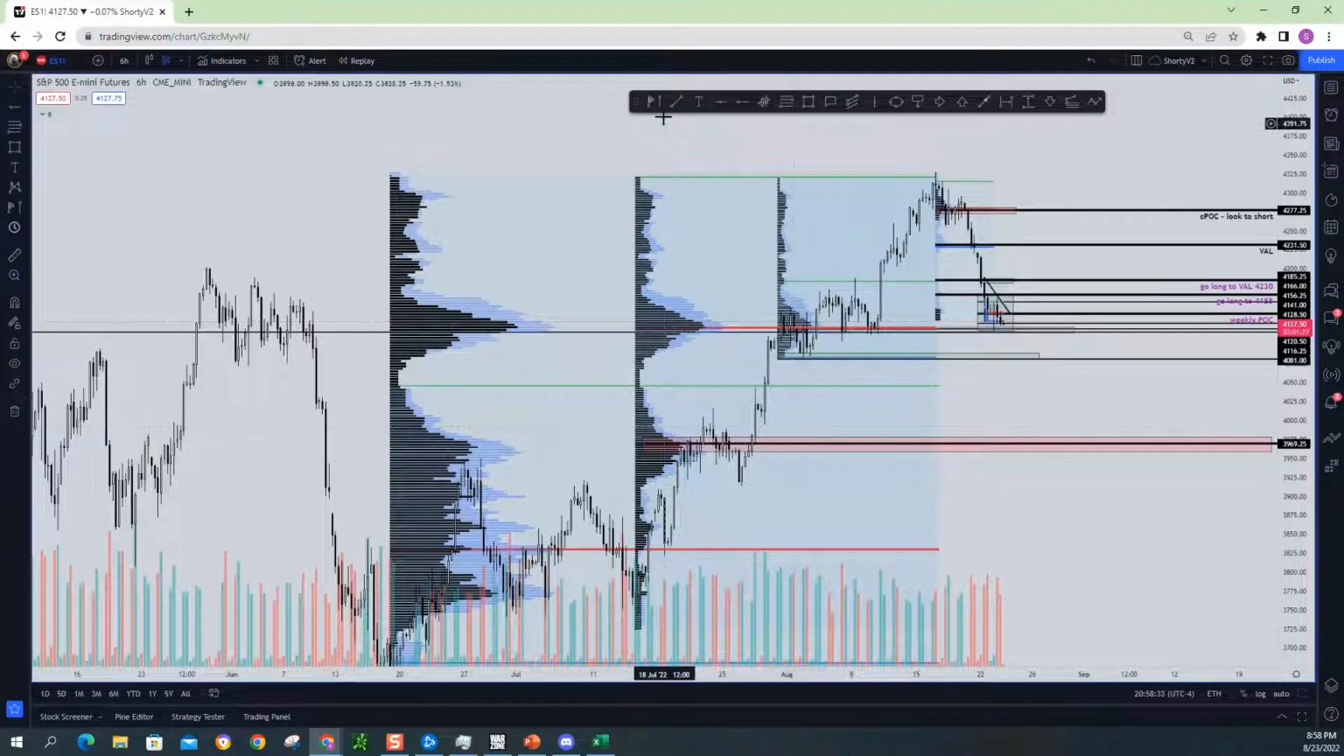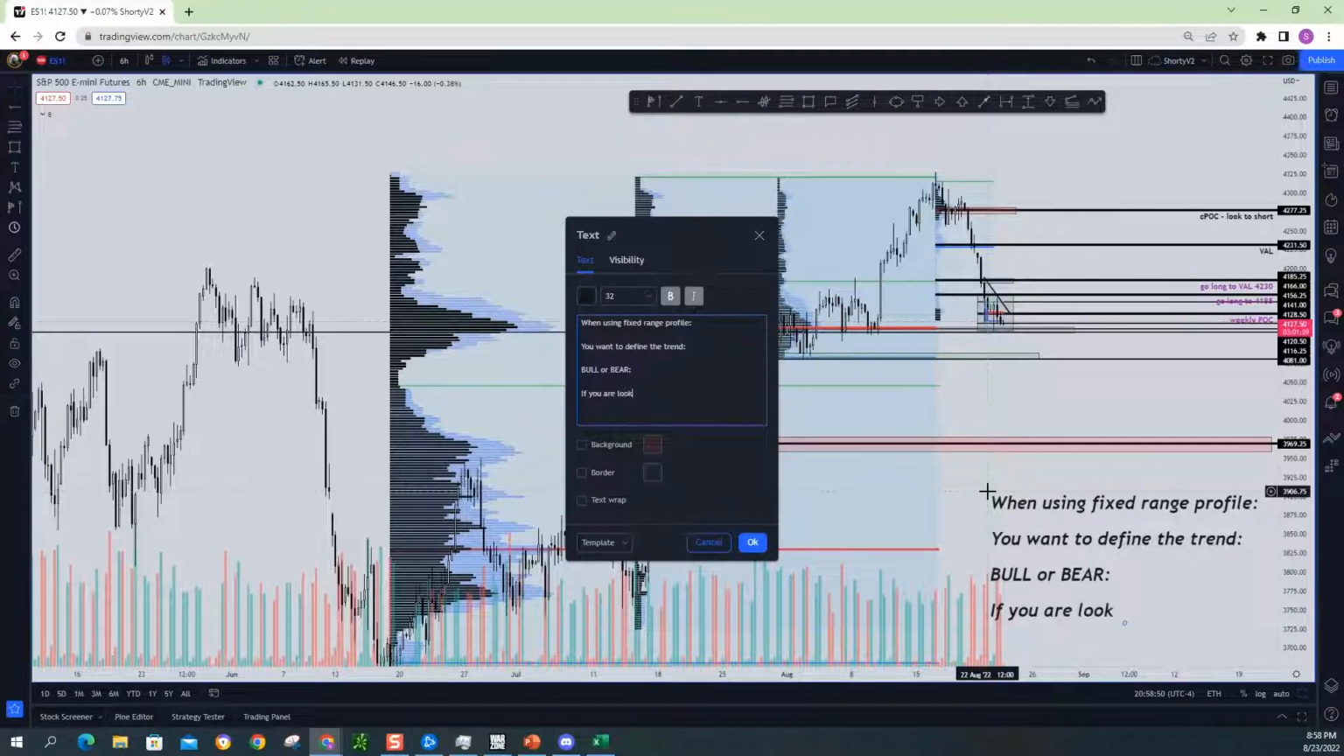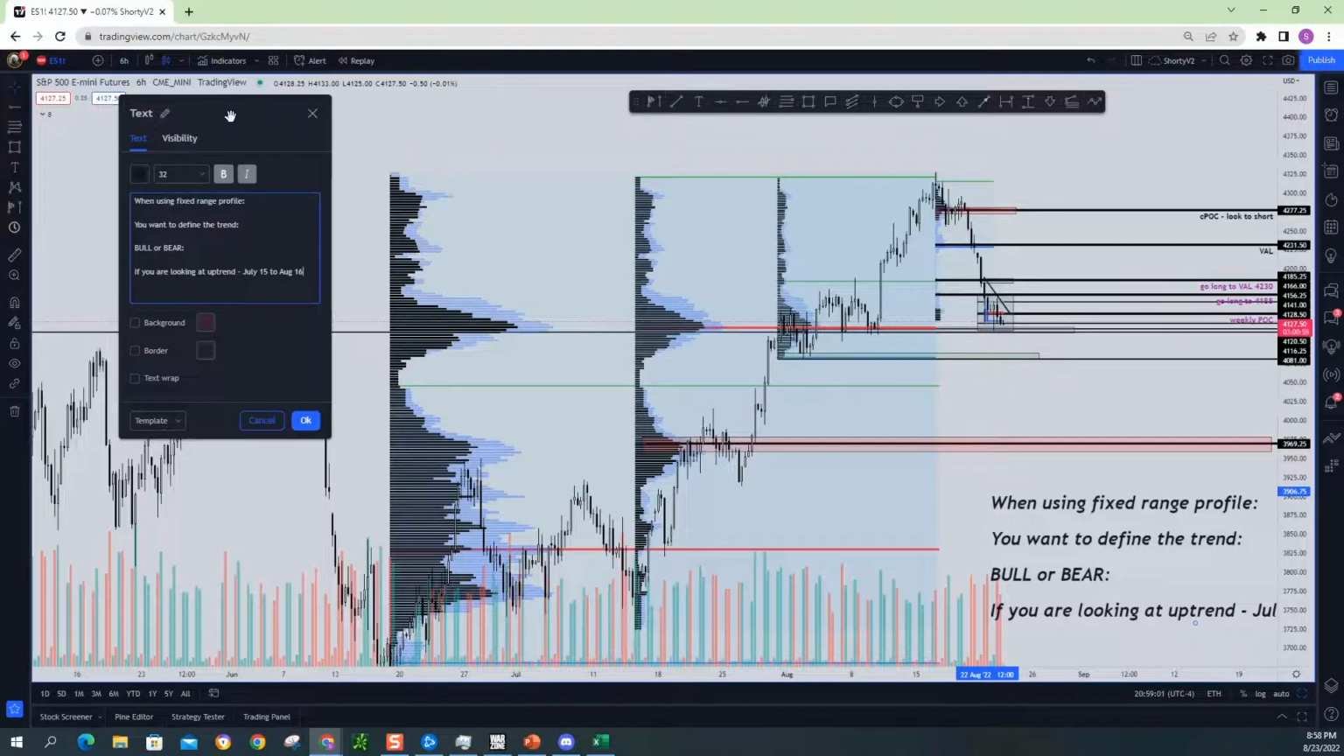What you want to pay attention to here, I'll write out the rules. When using fixed range, you want to define the trend. Bull or bear. If you are looking at an uptrend, like we did here, July 15th to, what is that, August 16th, so a month. So here we are looking for an uptrend.